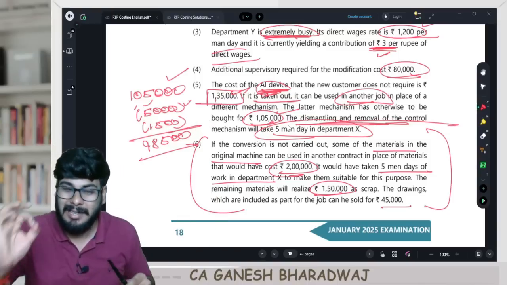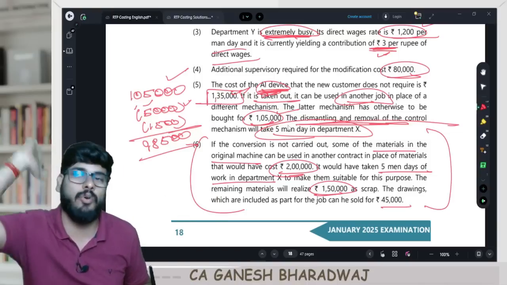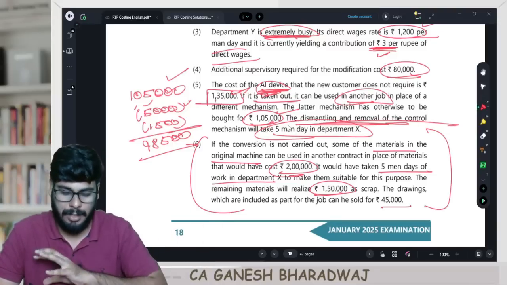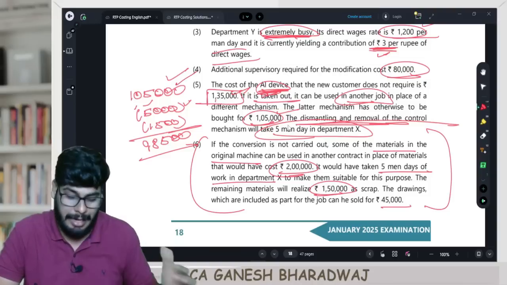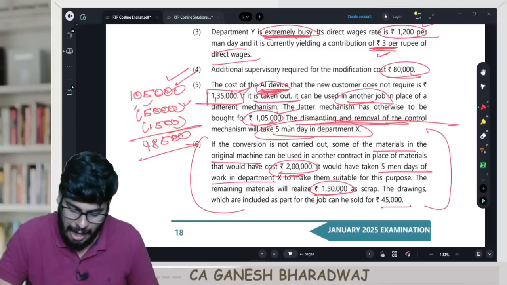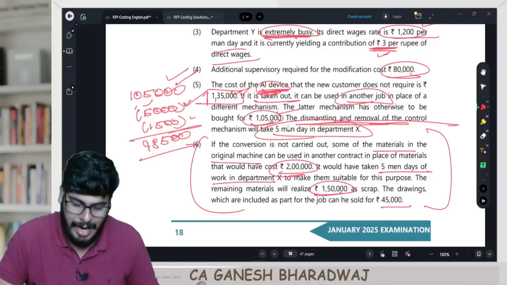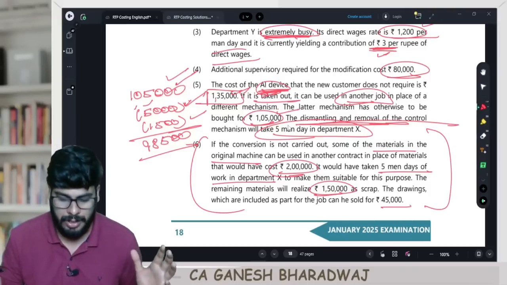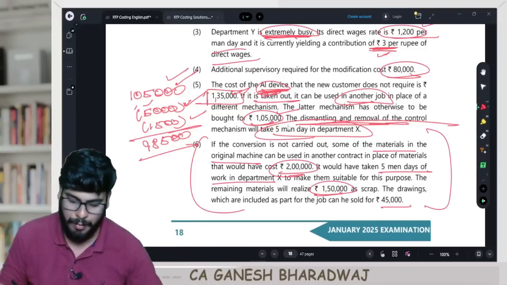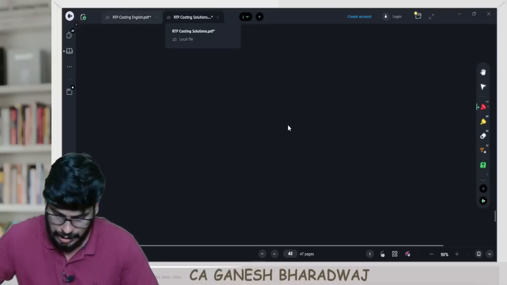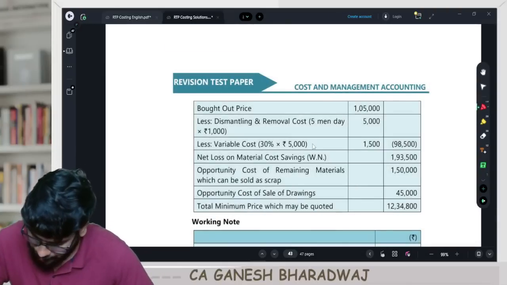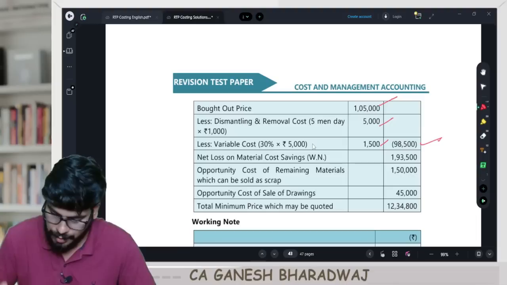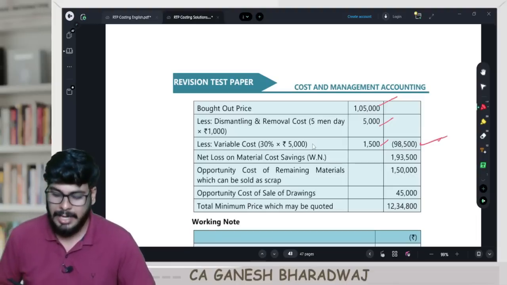That is the minimum price that I need to quote to the new customer. Are you clear with this? So if I take this AI device out, I will be able to save 1,05,000. But for me to do that, I will be incurring a labor cost of 5,000 and I'll be incurring a variable overhead cost of 1,500. So net off, if you see, the net savings is going to be how much? 98,500 rupees. Are you clear with this? That is what they have given here. This will go on to reduce your cost. So 1,05,000 minus 5,000 minus 1,500, it's going to be 98,500.